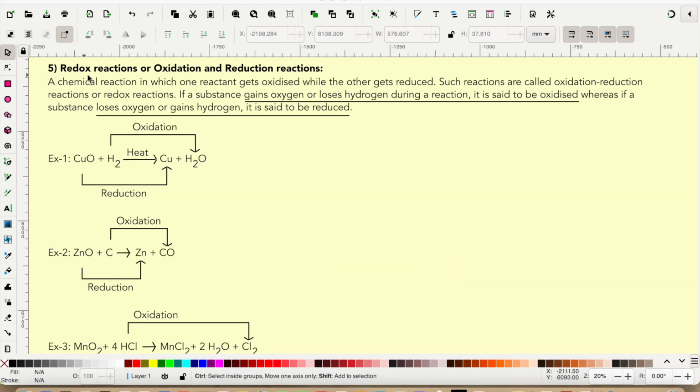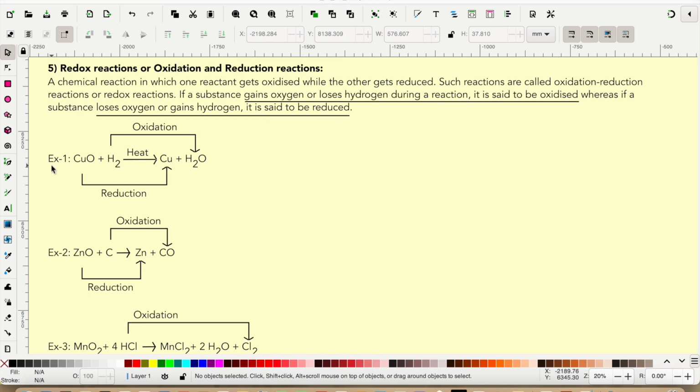Next one is redox reactions or oxidation and reduction reactions. A chemical reaction in which one reactant gets oxidized while the other gets reduced. Such reactions are called oxidation-reduction reactions or redox reactions. If a substance gains oxygen or loses hydrogen during a reaction, it is said to be oxidized. Whereas, if a substance loses oxygen or gains hydrogen, it is said to be reduced.